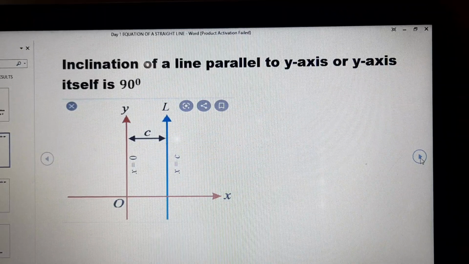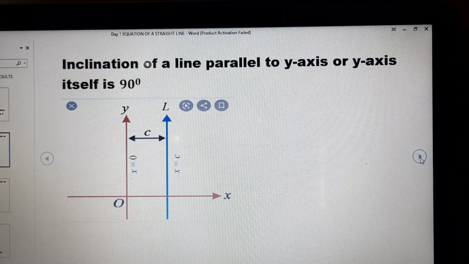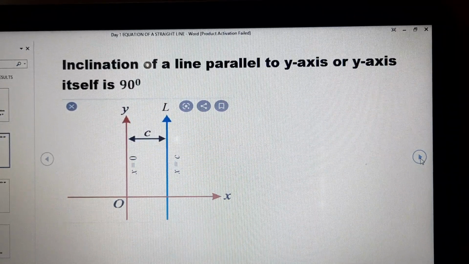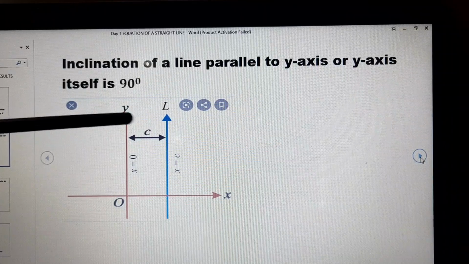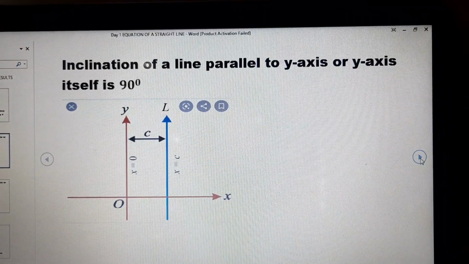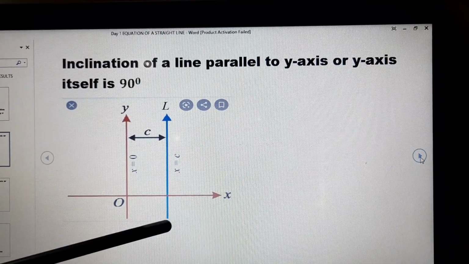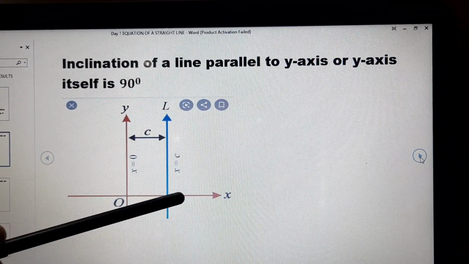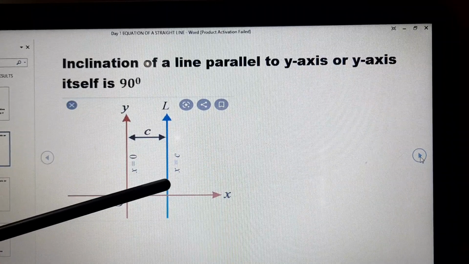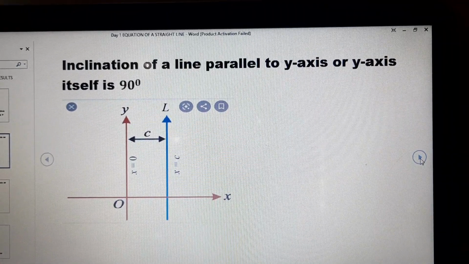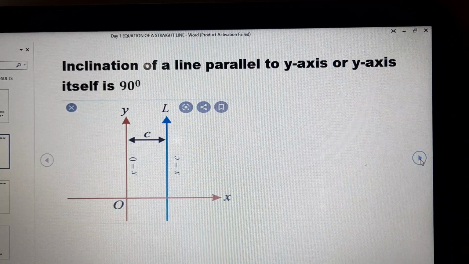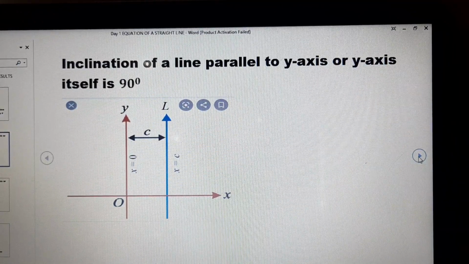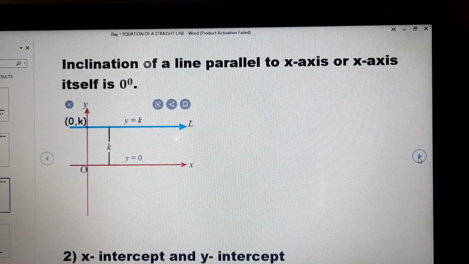Inclination of a line which is parallel to y-axis, or it may be y-axis itself. So if a line, I have taken line L which is parallel to y-axis. What is the angle of line L from x-axis? From the positive direction of the x-axis? It is from here to here. So you can see it is 90 degree. So if a line which is parallel to y-axis, its inclination will be 90 degree.